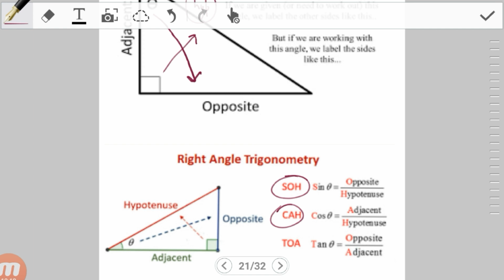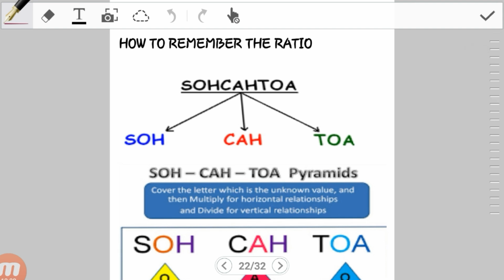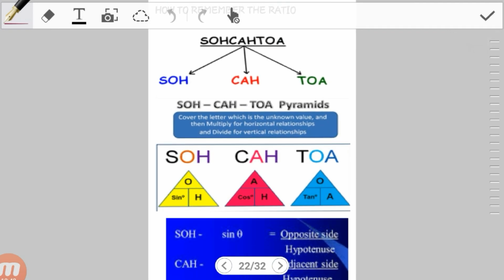So make sure that you have those formulas down inside your head, or at least you can rely on the spelling of the mnemonic to help you remember what formula or what side connects with what side. Okay, that's how we remember the ratios, SOH CAH TOA. Now there are many different ways that people use to remember SOH CAH TOA. I generally just use the mnemonic SOH CAH TOA, but there are persons who will use the SOH CAH TOA pyramid.